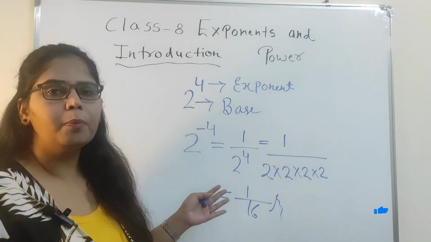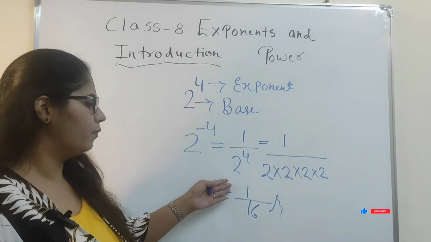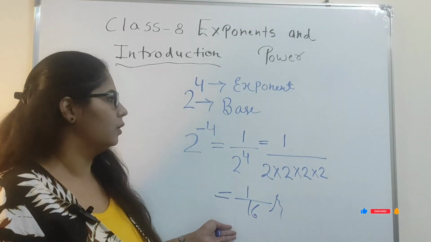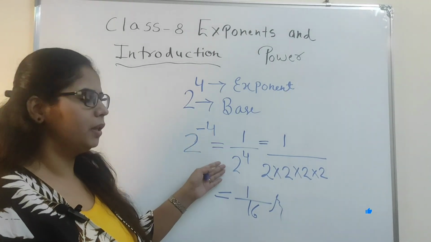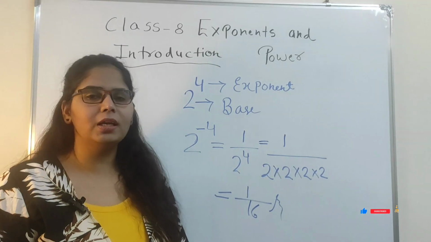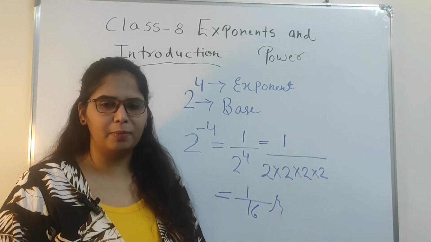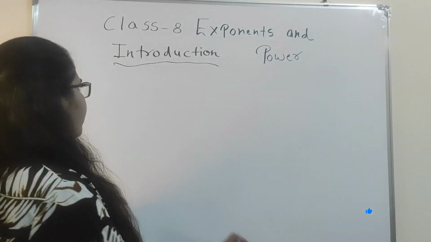So in the positive power you get 16 as the answer. In the negative power you get 1 upon 16. Whenever there is a negative power, it will move to the denominator. After that we will see the laws of exponents with some examples. So now we will see the laws of exponents.